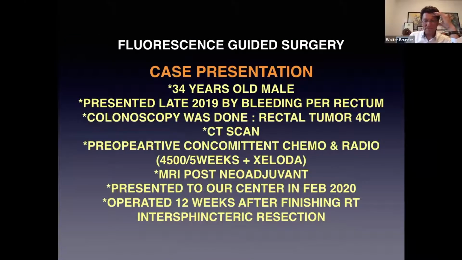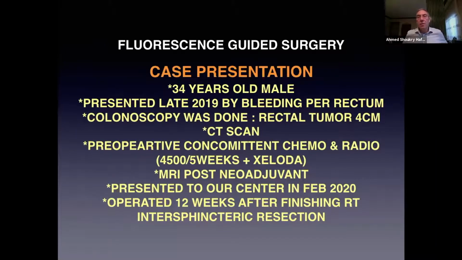Our case is a very interesting one because it has a lot of complexities. It's a 34-year-old gentleman who presented in late 2019 with bleeding per rectum. He was subjected to clinical investigations, and he had a colonoscopy, which discovered a rectal tumor 4 centimeters away from the anal verge. This was in a peripheral hospital, not in our center.